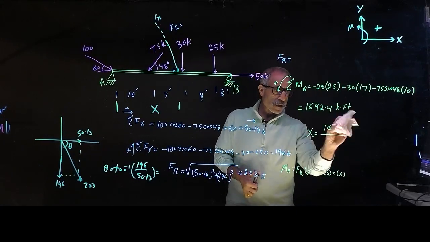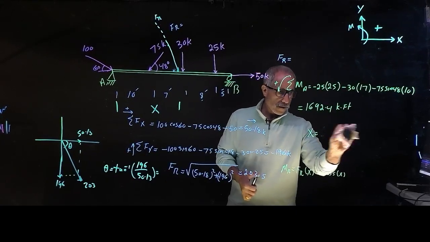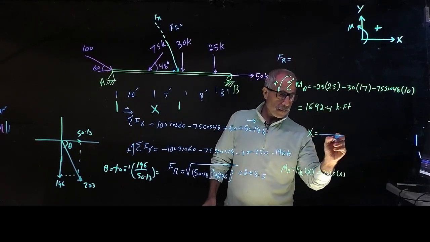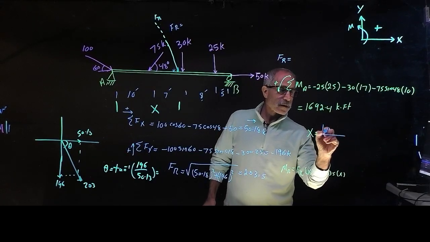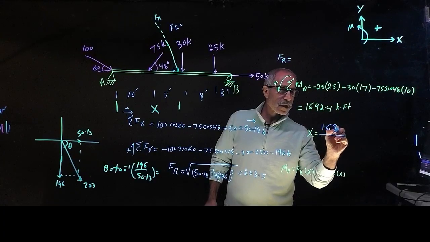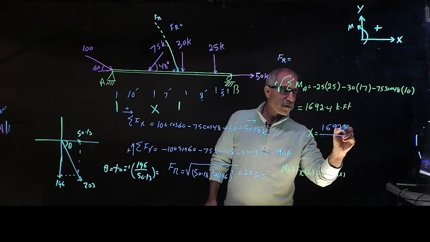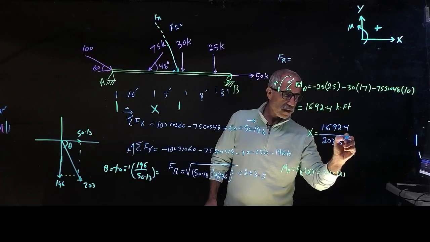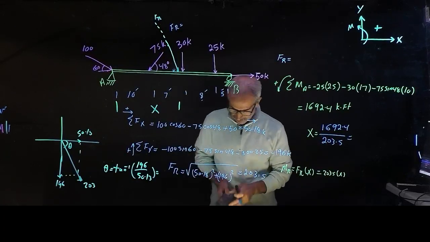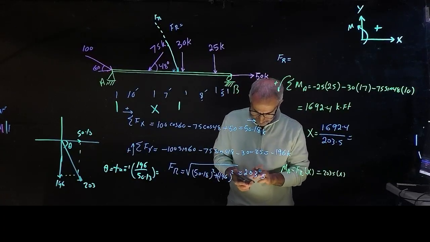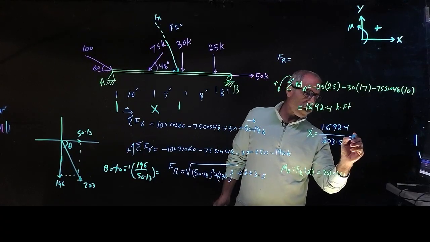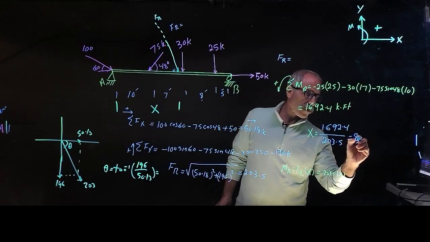I'll use this different color, see how this color shows up. 1692.4 divided by 203.5 is 8.4, 8.5. Let's say 8.4.